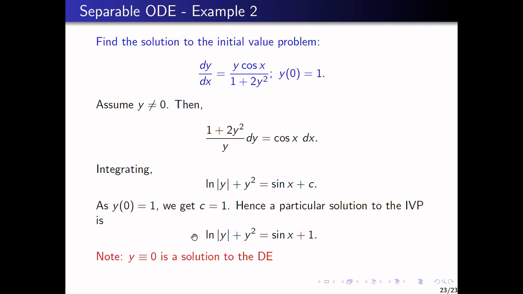And as I remarked in the beginning, y equal to 0 everywhere is a solution of this differential equation, but it does not satisfy the initial condition y of 0 is equal to 1, because if you take y everywhere 0, then y at 0 also should be 0 and not 1. So this cannot be a solution.